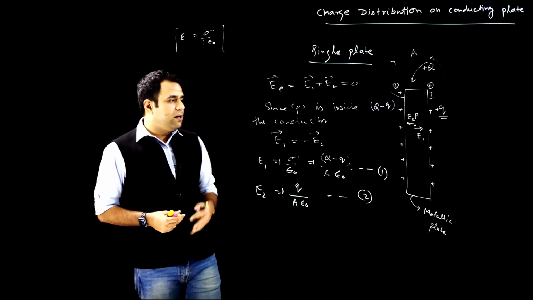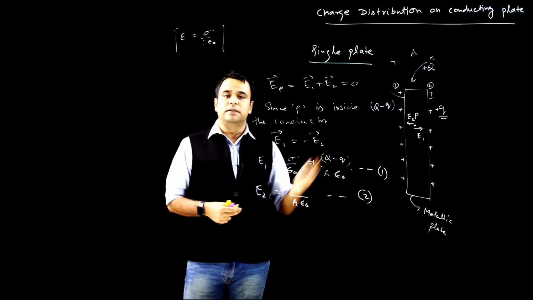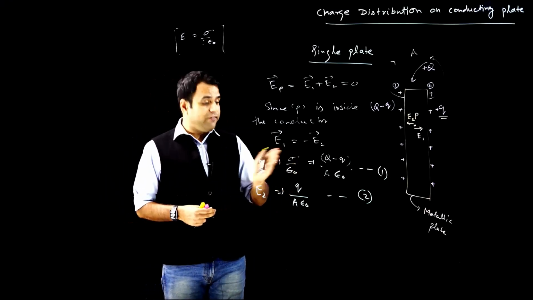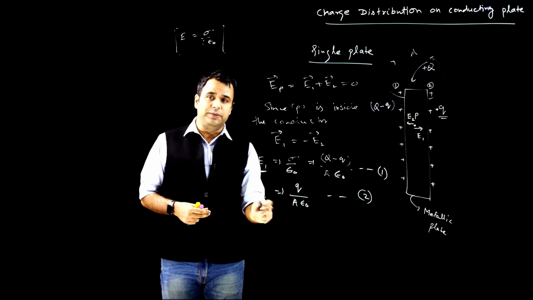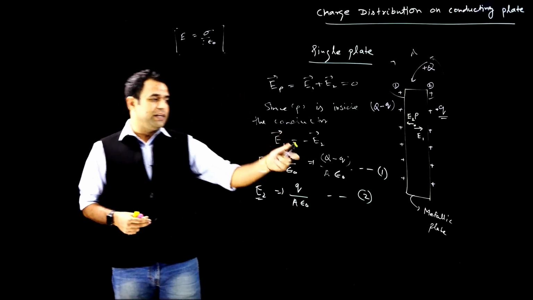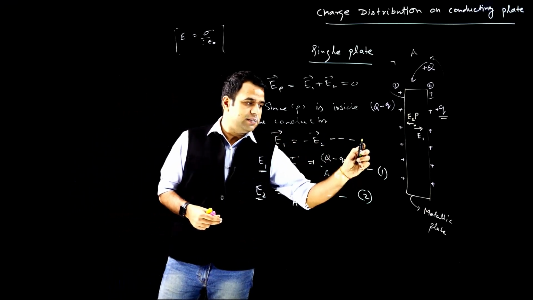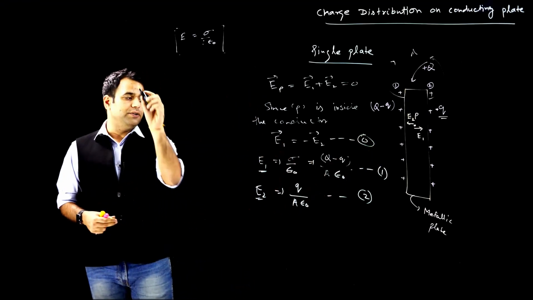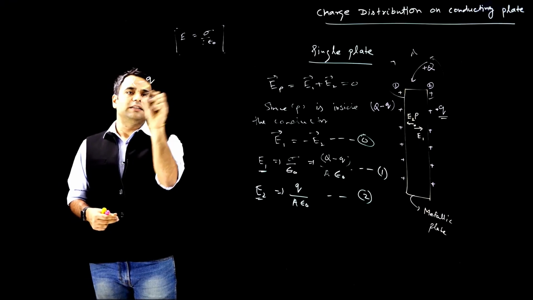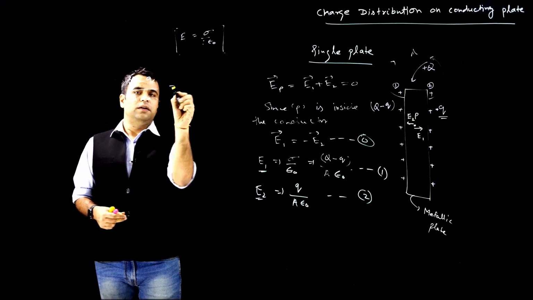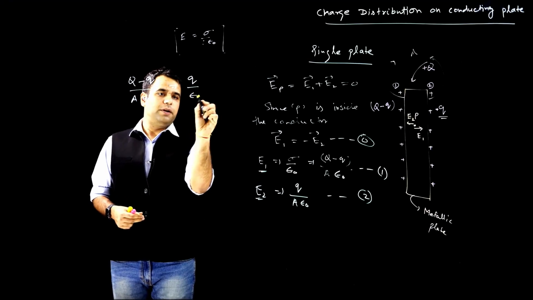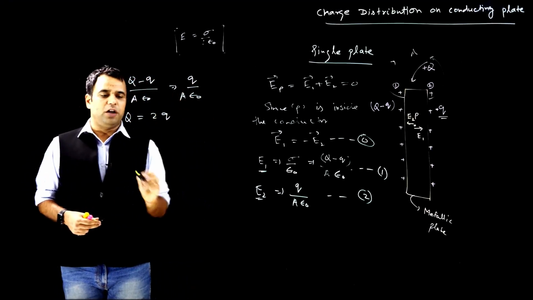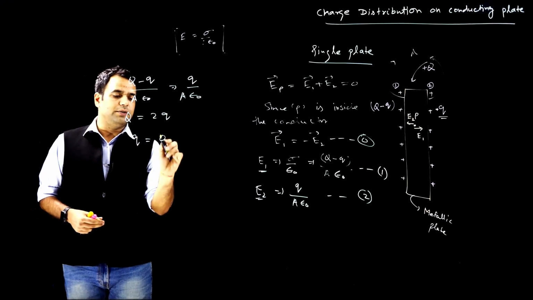Now we have both the electric fields acting at point P. At point P, the net field is 0 because it's a conductor, but the individual fields are non-zero. Let's use this equation, equation 2. If you put the values, we get capital Q minus small q is equal to small q. That makes capital Q equal to 2 times small q, and that makes small q equal to Q by 2.